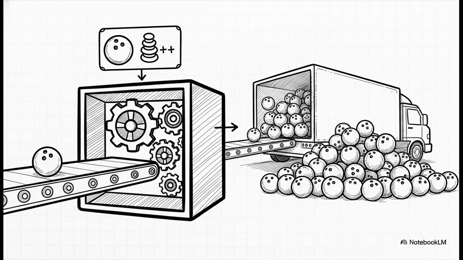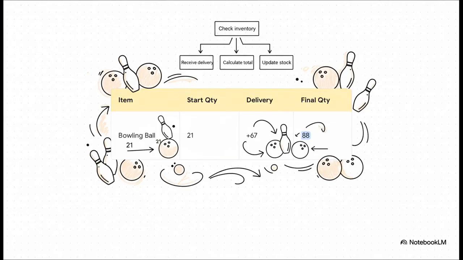All right, here comes a big one. The manifest says we've got a whopping 67 bowling balls coming in. Let's run it through the system. You know the drill by now, right? We check the inventory. Yep, bowling balls are already there. We had 21, we're adding 67, do a little quick math, and our new grand total is 88. See, the system just works.